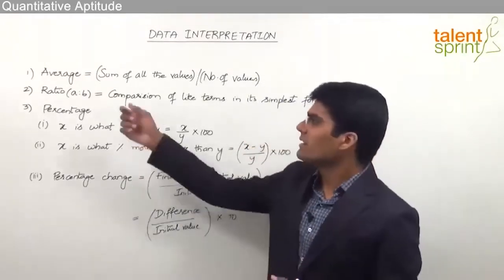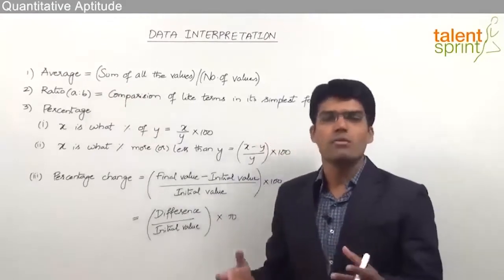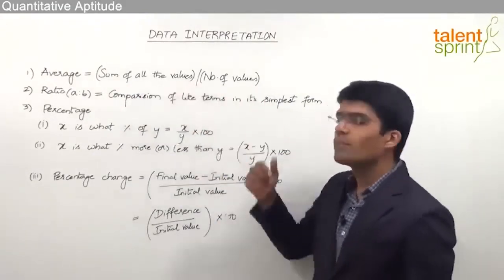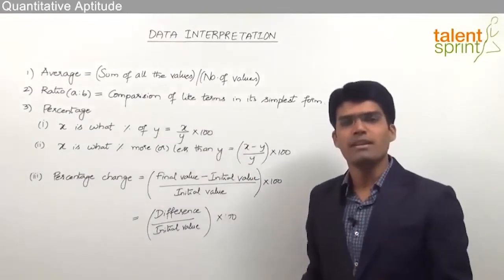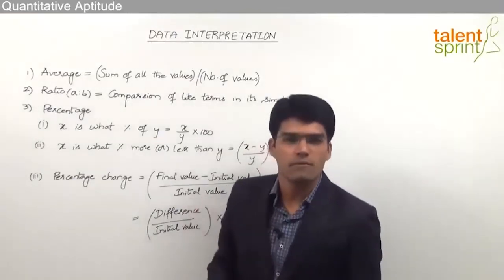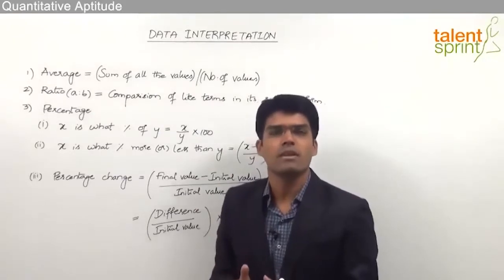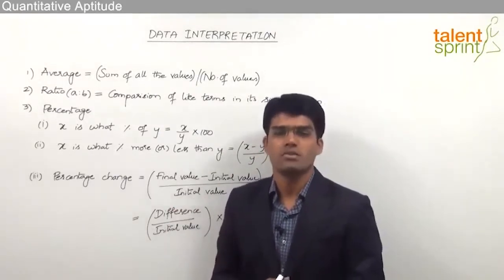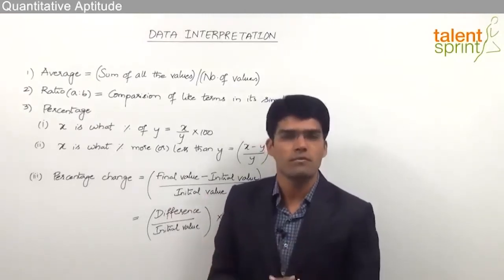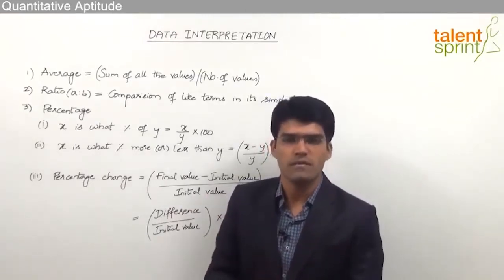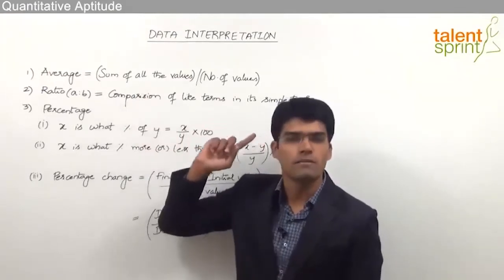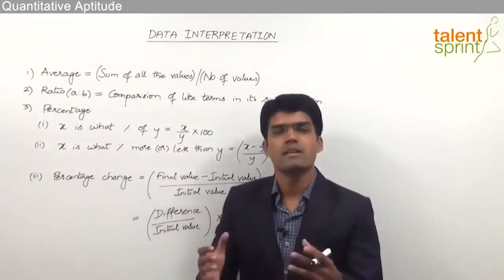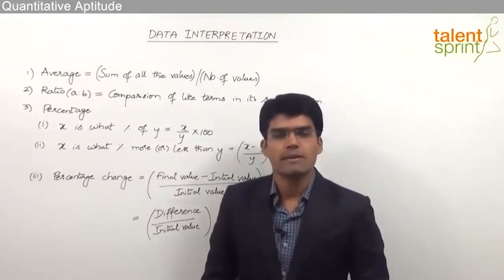From averages, the commonly asked question is to find out the average of the given values. We know that average is nothing but sum of all the values by number of values. For example, let's say the data presented in the form of chart or graph is talking about the profit of a company from 2001 to 2010. So the question may be, what is the average profit of the company? So average profit of the company is nothing but sum of all the profits from 2001 to 2010 divided by the number of profits. That is nothing but sum of all the values by number of values.